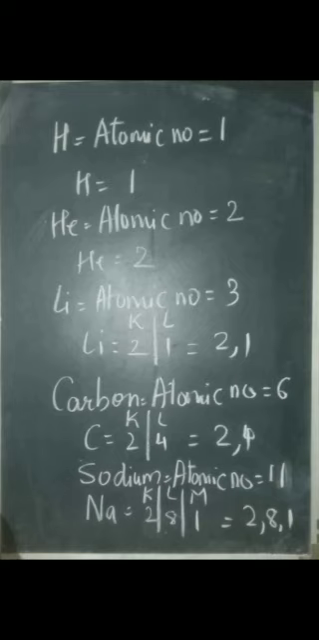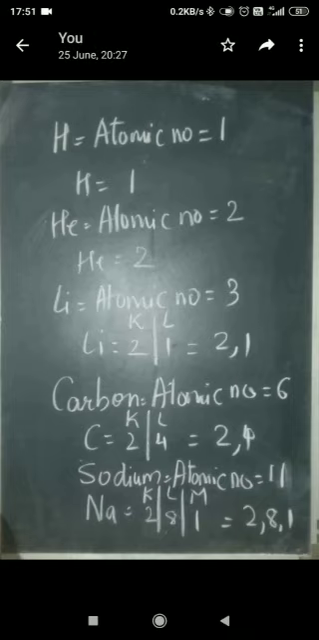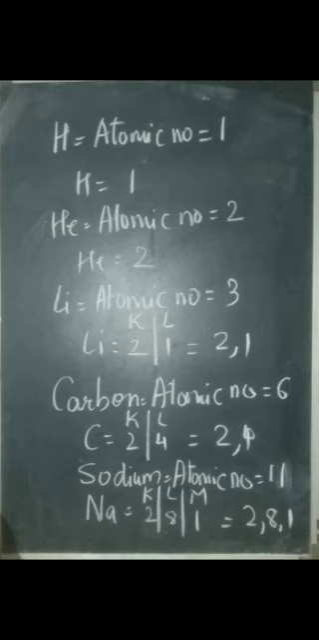Sodium, atomic number is 11. So 2, 8, 1. Because K shell will have 2 electrons, L shell will have 8 electrons, while M shell will have only 1 electron. The remaining 1 electron, because L shell can have maximum 8, goes to the M shell. So the electronic configuration of sodium is 2, 8, 1.